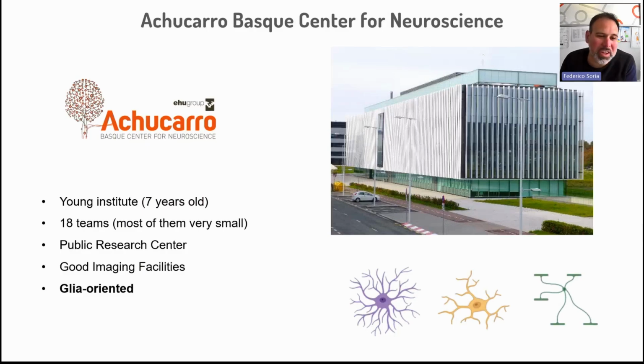And Achucarro is a very young institute. It's like 7 years old. We have like 18 teams, but most of them are very small. We are a public research center. We have, in particular, good imaging facilities. In the rest, we are okay, but the best thing that we have is probably the microscopes. And we are a center oriented to the study of glial cells, which I will explain later because I know that some people are not biologists, so I will have to introduce the glial cells.